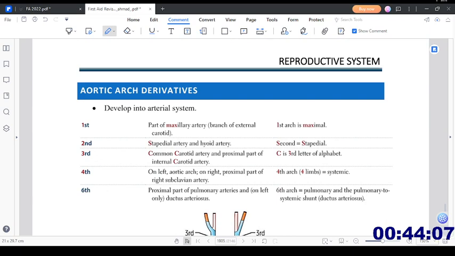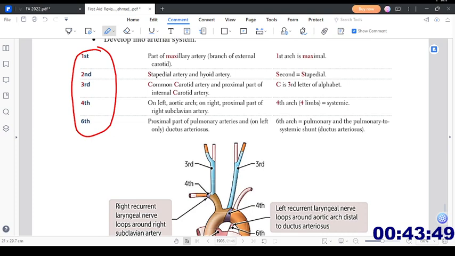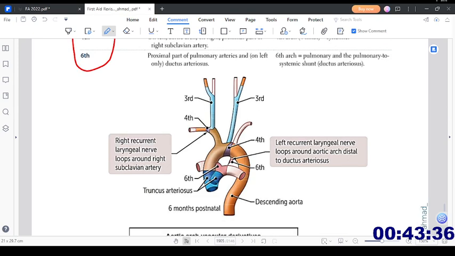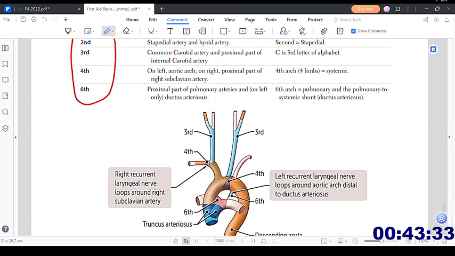Aortic arch derivatives develop into the arterial system. There are basically six aortic arches: first, second, third, fourth, and sixth. The fifth one gets involuted. The first arch gives rise to part of the maxillary artery, a branch of the external carotid system. First arch is maxillary, which means it is going to give rise to the maxillary artery.